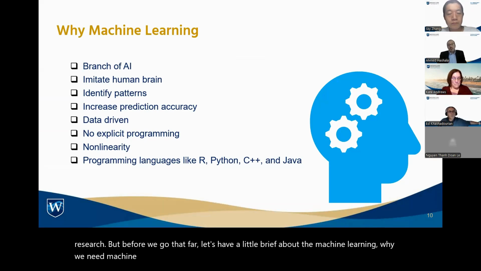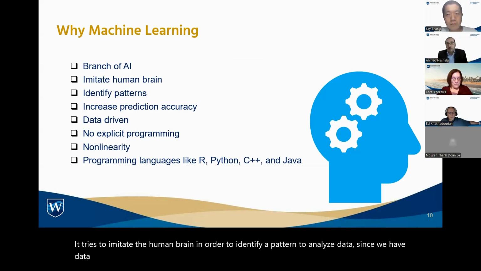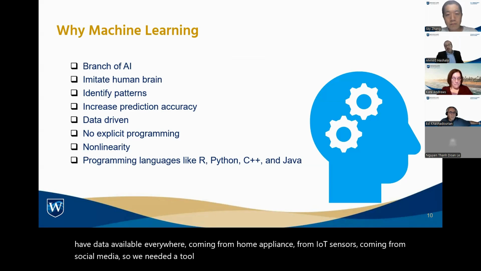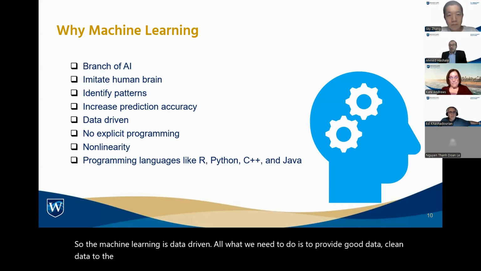What is machine learning? Machine learning actually is a branch of artificial intelligence. It tries to imitate the human brain in order to identify patterns to analyze data. Since we have data available everywhere, coming from home appliances, from IoT sensors, and from social media, we needed a tool to make sense of that data. So machine learning is data-driven. All we need to do is provide good, clean data to the application, and it will work its magic to identify patterns and make a good prediction.